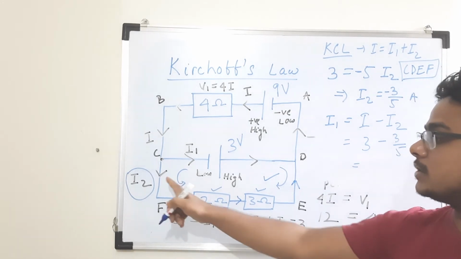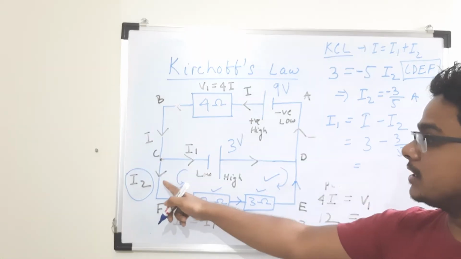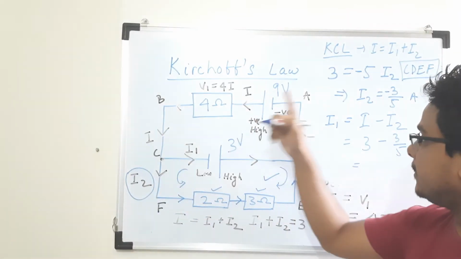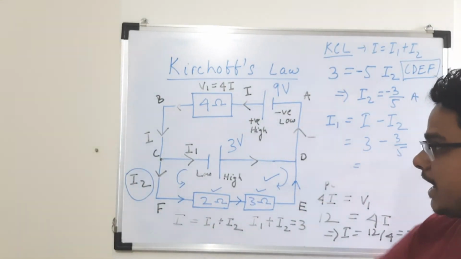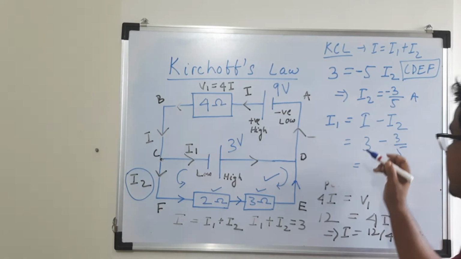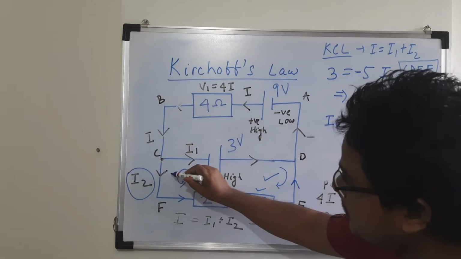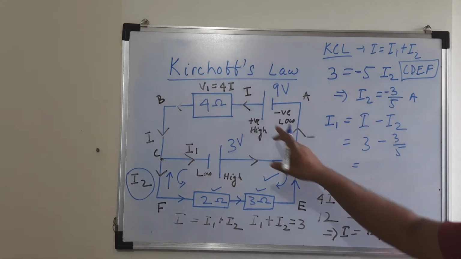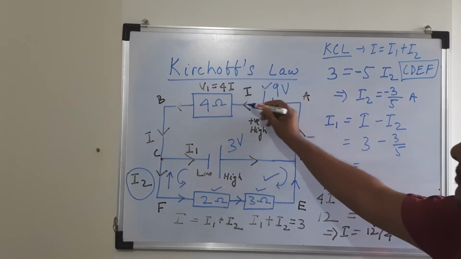This gives you what is the actual direction of the current. If you got a plus sign in your calculation, that means the assumed value and the obtained value are the same and your assumed value is correct. Suppose I considered the I2 in this direction, but in the calculation I got minus 3 by 5. That means the actual direction of I2 will be upward in this direction. So that gives you a clear idea of the flow of current. Also, when I said flow of current, we have considered the conventional current flow of positive charge. You can see that from the positive terminal we said.